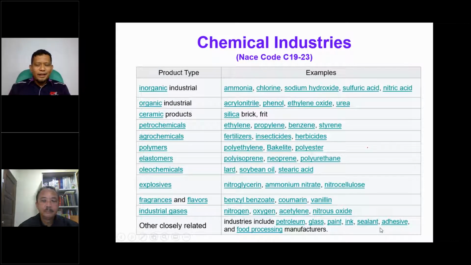In fact, in the chemical industry we can also consider food processing. The process is almost the same as the chemical industry. For example, in food processing, normally we have blending, mixing, and cooking. Cooking, in the chemical industry, we don't call it cooking; we call it a chemical reaction process using a reactor. So food processing is almost the same.